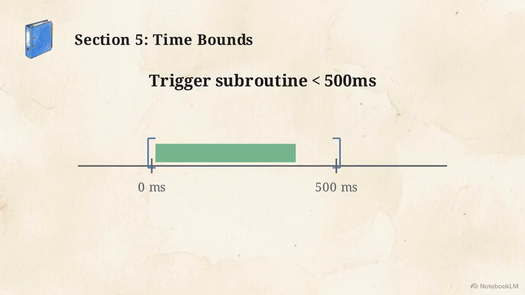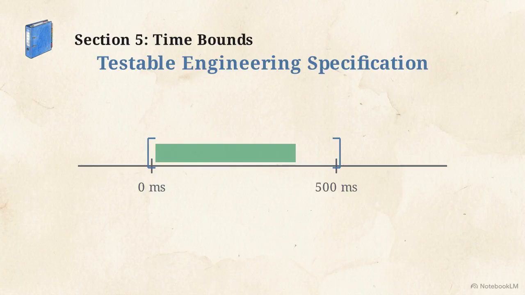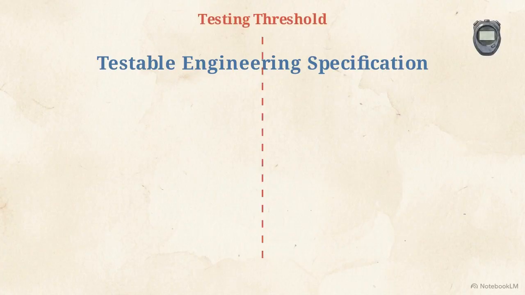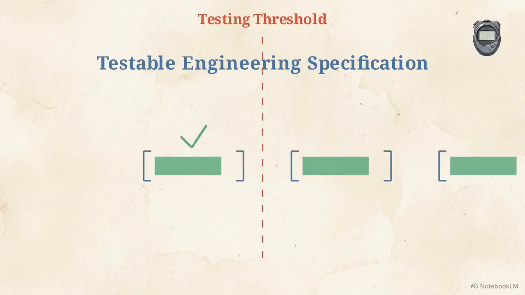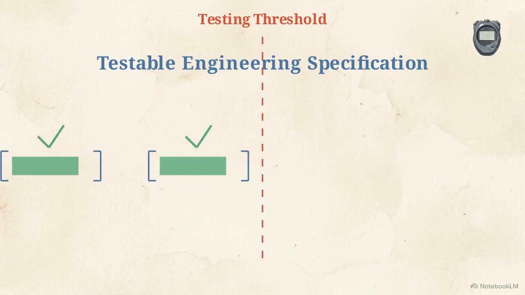Instead, we specify that the software must trigger the sound alarm subroutine within 500 milliseconds of receiving the sensor-triggered event. By applying a strict mathematical limit, we turn a vague suggestion into a testable engineering specification. When we move to the testing phase, we can measure exactly whether the software passes or fails.